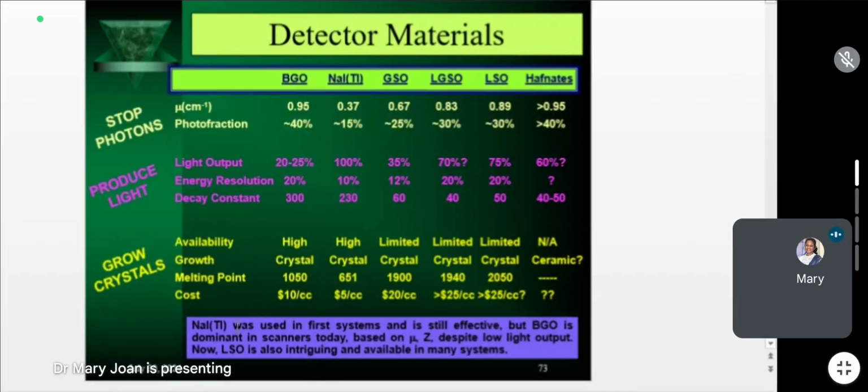And most of the PET scanners are replaced with BGO crystals based on the mu Z despite low light output. Now LSO is also intriguing and available in a few of the systems. So the characteristics and the comparison are shown over here: the stopping power, light related characteristics and crystal related characteristics.